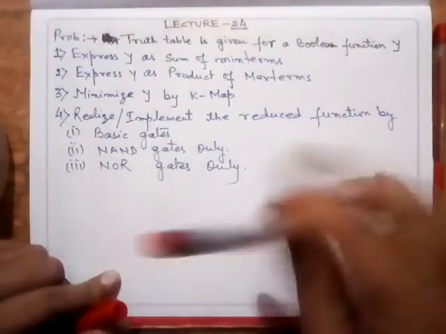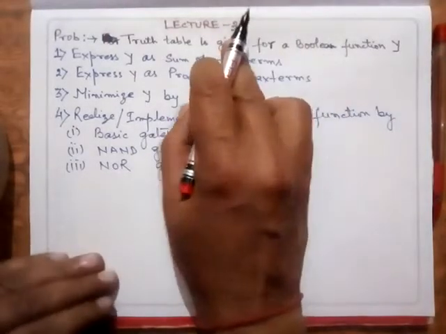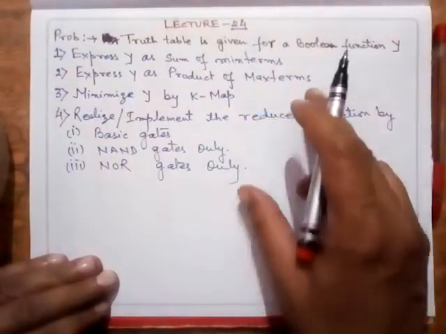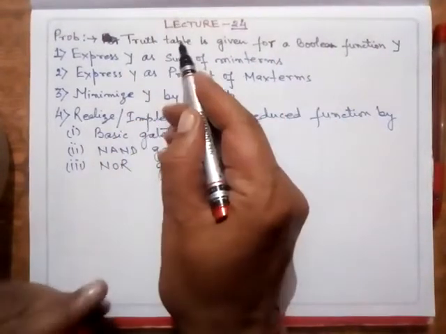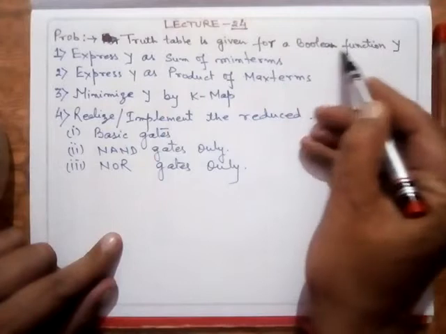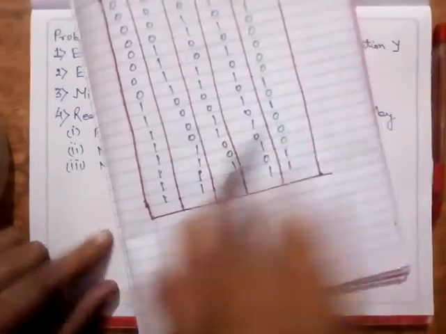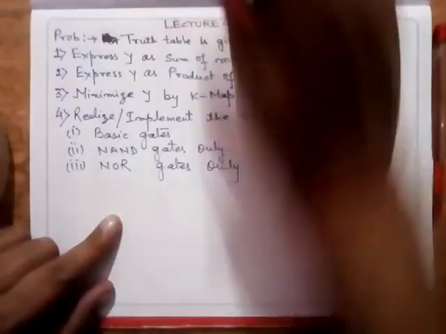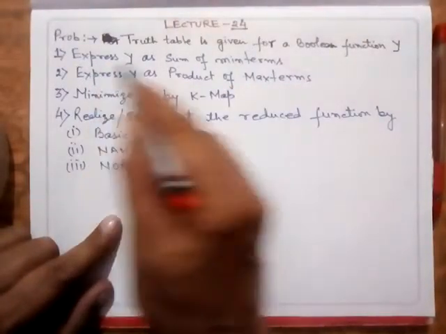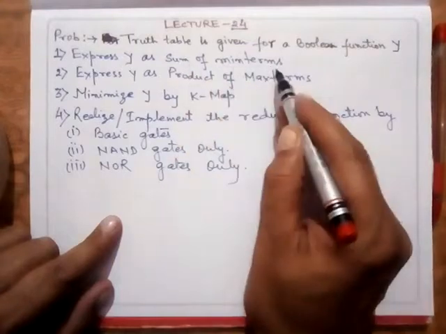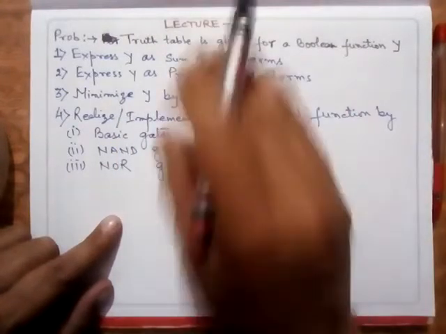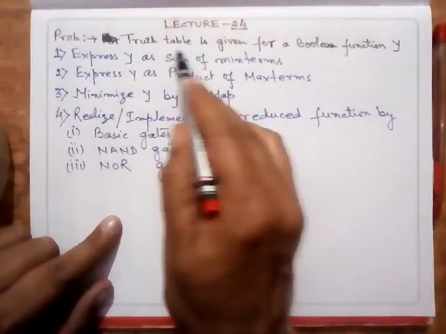So this is the 24th lecture, and let's deal with one problem based on K-map. Problem says the truth table is given for a Boolean function y. I'll just show you the truth table. This is the truth table actually. I'll just explain this. A truth table is shown, then certain parts express y as a sum of minterms and product of maxterms. Now see, it says that a truth table is given.